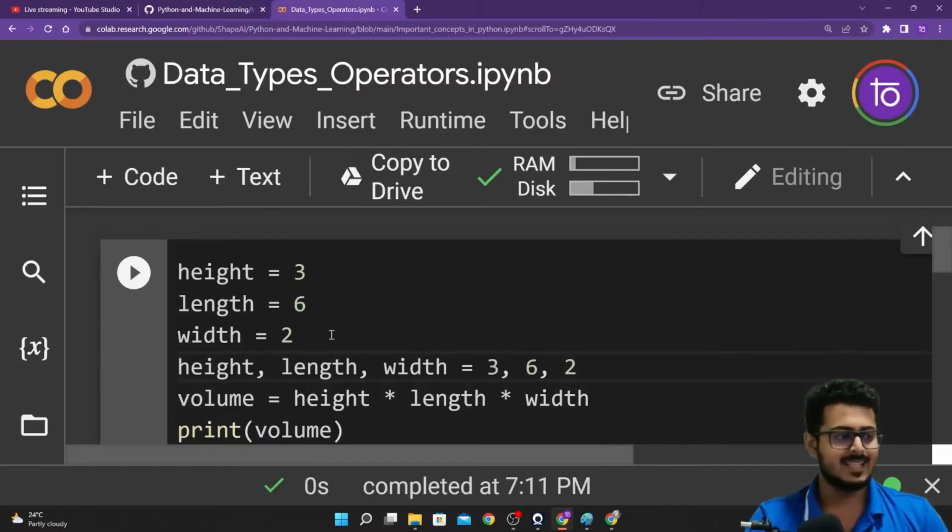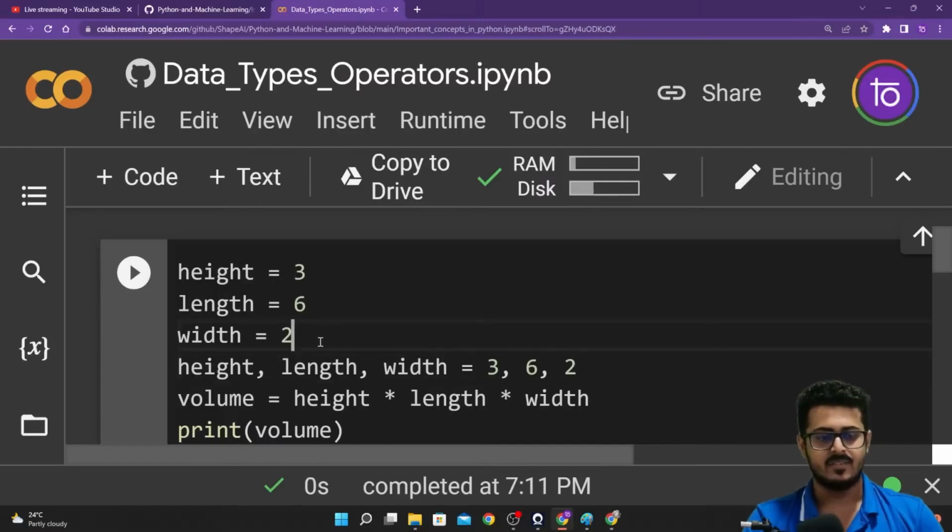This is the exact same thing. We have height 3, 6 and 2. The exact same thing we have done down below as well. So 3 will be assigned as a value to height, 6 as a value will be assigned to length, and 2 as a value will be assigned to width.